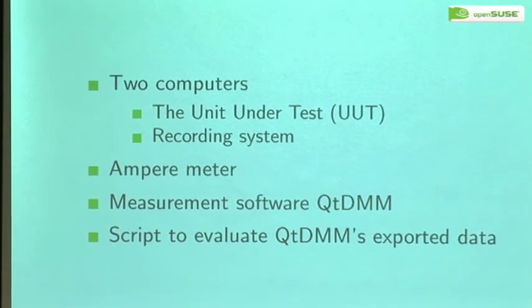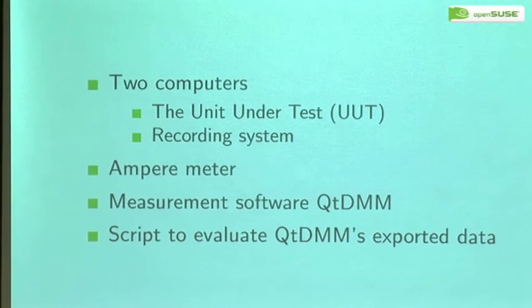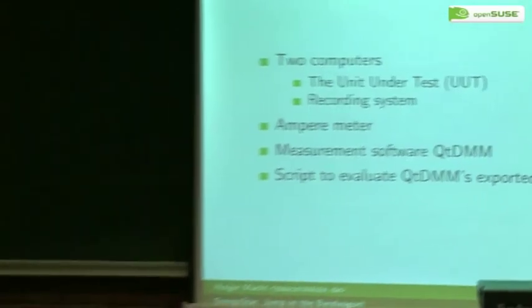of the measurements. Of course, you need an ampermeter. The ampermeter also has to fulfill certain requirements, but I left that out here. Then on the recording system, you need a measurement software. I picked QGTMM. It was the only thing I found which meets all the requirements. And finally, you need a script to evaluate the data from QGTMM. You might wonder where you get the script from. I'm coming to that later on.